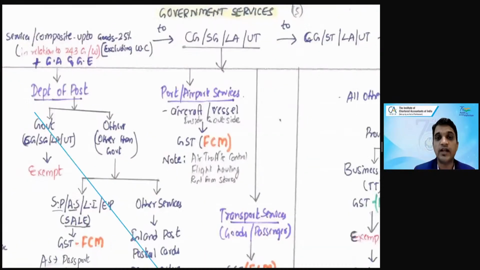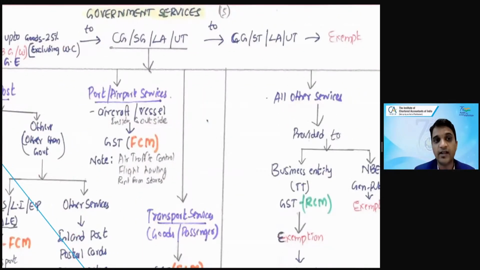Point number two is any services provided by one central government, state government, LA is local authority, UT is union territory. So services from one central government, state government, local authority or union territory to another central government, state government, local authority or union territory are exempted. So from one government to another government, within government services are also exempted.